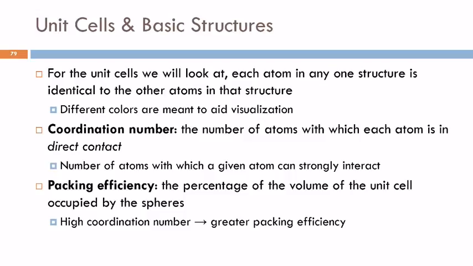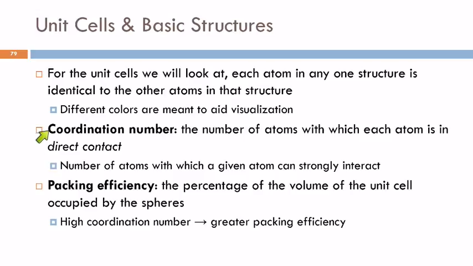So when we draw these different cells, we're going to use different colors just to help us visualize what's going on. But the ones we're going to look at, each atom is identical to the other atoms. Okay, so even though they're different colors, we're just doing that to help us see what's going on.